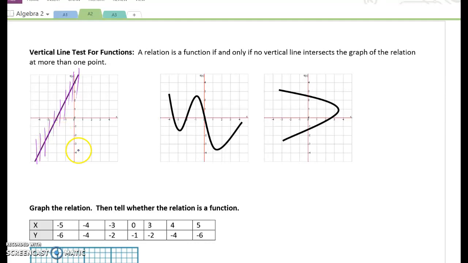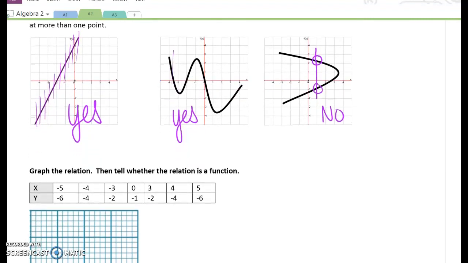So this first one, is this a function? Yes. Vertical lines only hit one point at a time. The next one, is it a function? Yes. Even if it's super steep, a vertical line would still only hit one point at a time. How about the third one? No. If you put a vertical line in here, it hits the graph in 2 places. That means there's a repeated x value, and it is not a function.